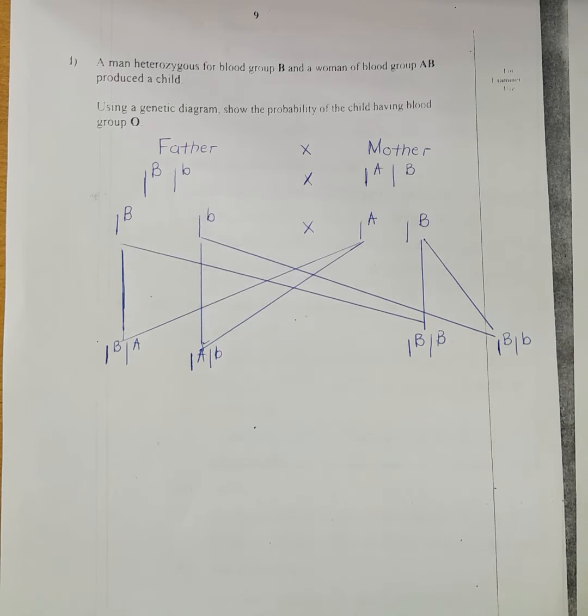So you can see, guys, that it is not possible to produce a child with type O blood. The only way to produce a child with type O blood is for both the alleles to be O. The woman in this case only gives an A or a B allele. So we are not going to have a child with type O blood group.